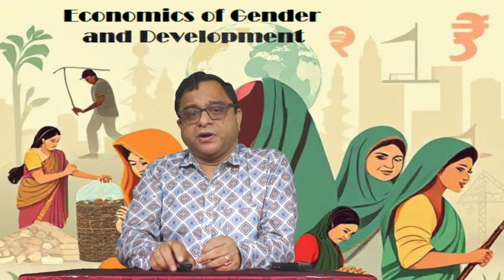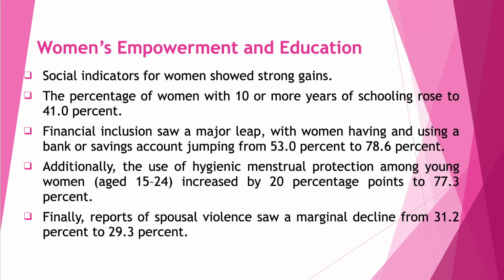And with regard to women's empowerment and education indicators, we see that social indicators for women showed strong gains. The percentage of women with 10 or more years of schooling rose to 41%. Financial inclusion saw a major leap, with women having and using a bank or savings account jumping from 53% to 78.6%. Additionally, the use of hygienic menstrual protection among young women increased by 20 percentage points. And finally, reports of spousal violence saw a marginal decline from 31.2% to 29.3%.